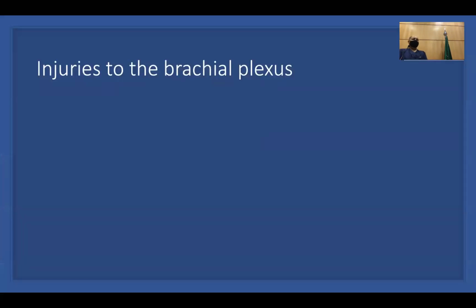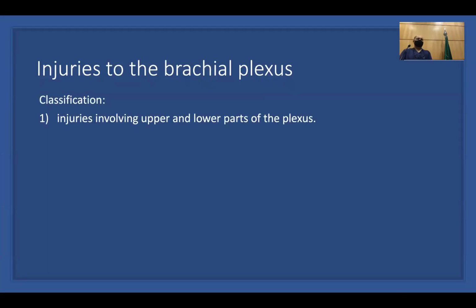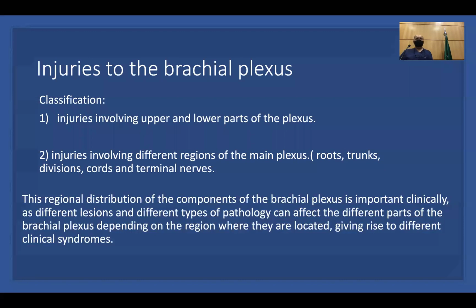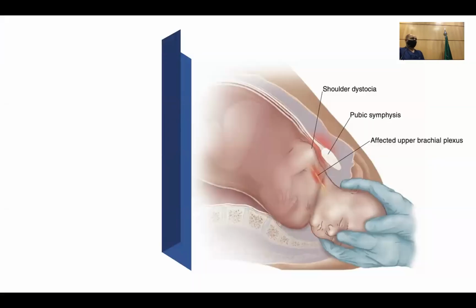So now, let's talk about injuries to the brachial plexus. We can classify them. The injuries are of the upper part of the plexus at root level and the lower part of the plexus. These are the main ones. Now, there is big detailing about that. So let's see what is happening.